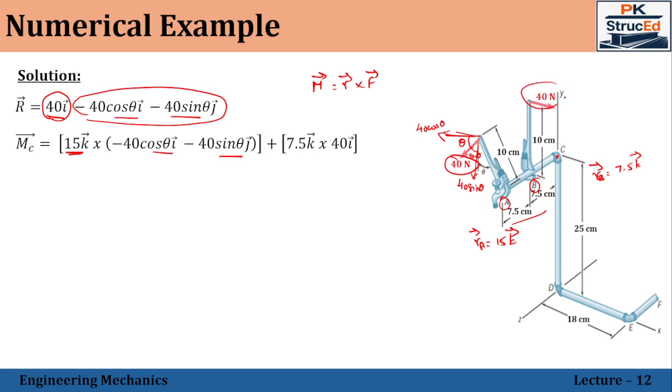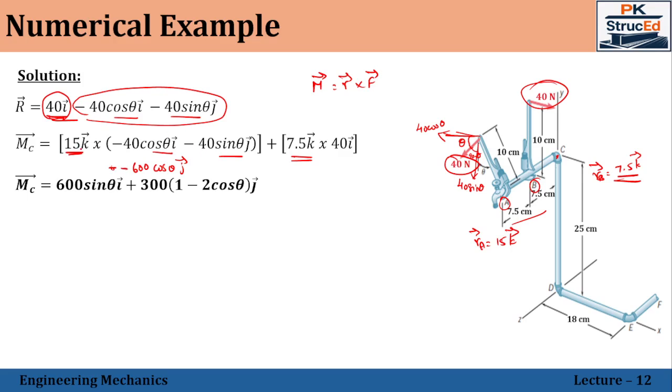Now let us move to the second force, the 40 Newton force. Here the displacement vector is 7.5 K vector and the force vector is 40 I vector, so 7.5 K cross 40 I vector. Solving this, you will get the moment about the point C in vector form as 600 sin theta I vector plus 300 into 1 minus 2 cos theta j vector. Simplifying: minus 15 into 40, which is 600 cos theta, K cross I gives j vector, so this will become negative.